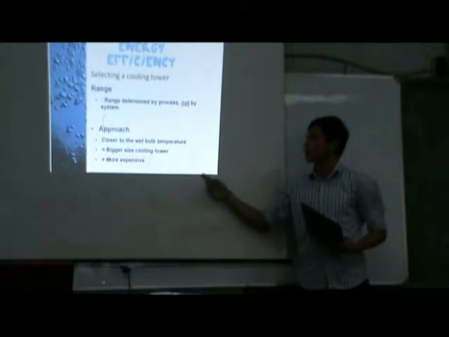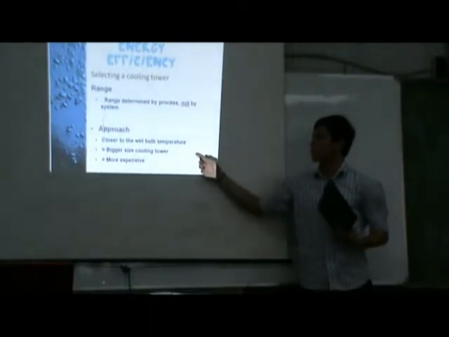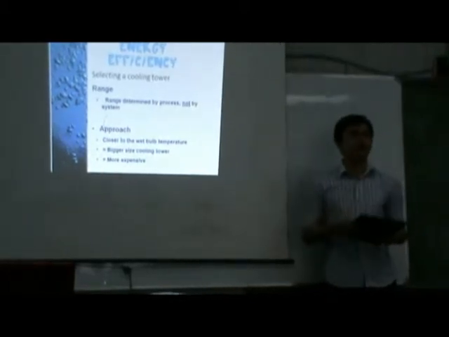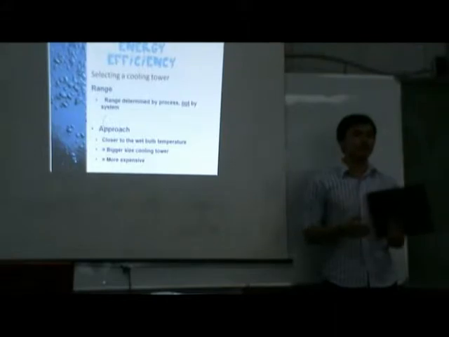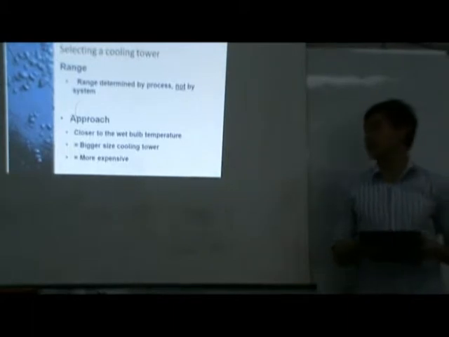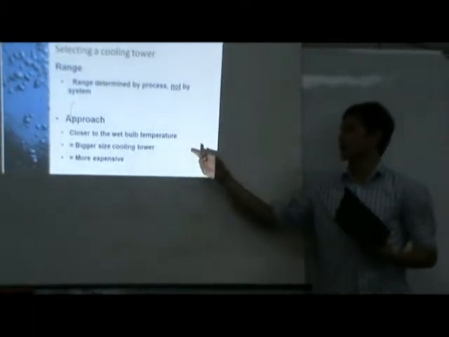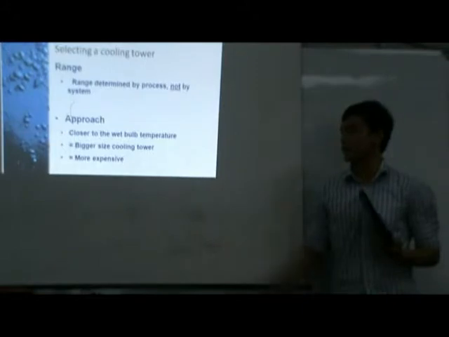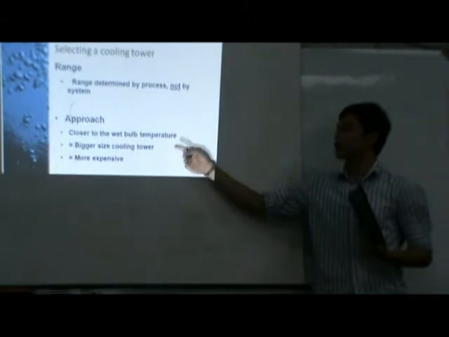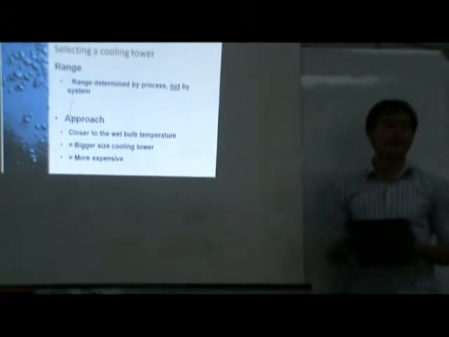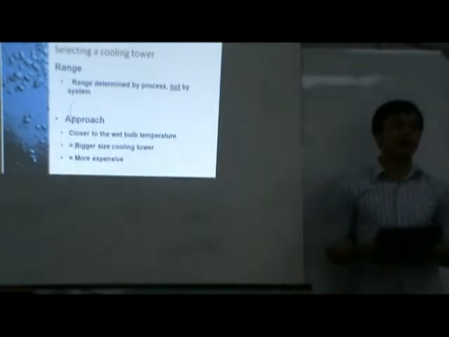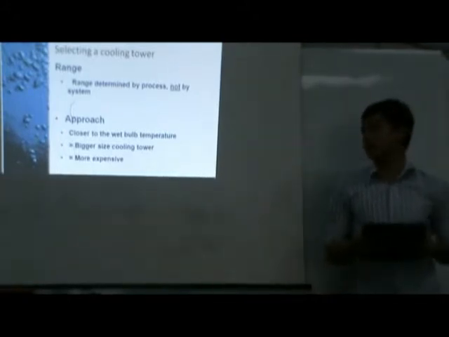Sa approach, gusto natin yung closer to the wet bulb temperature. Ibig sabihin nun, di ba yung approach yung difference between the cold water temperature, yung out cold water temperature, yung lumalabas na water, at ng wet bulb. So, ibig sabihin pag yung approach ay closer to the wet bulb temperature, we have a bigger size cooling tower. And ibig sabihin pa, syempre, pag mas malaki yung cooling tower, it is more expensive.